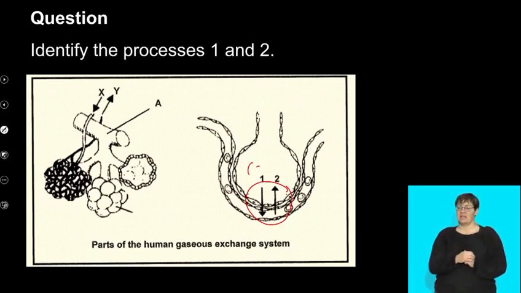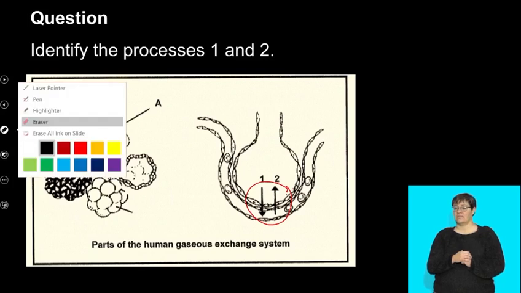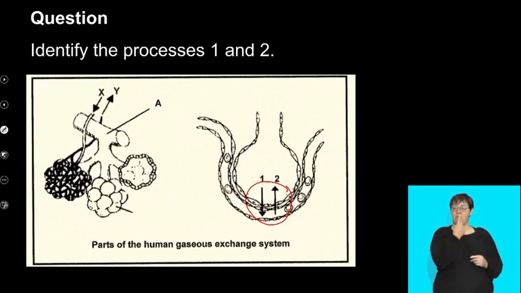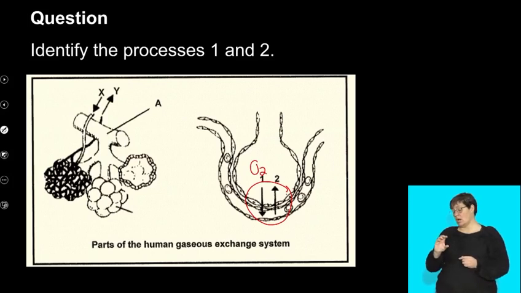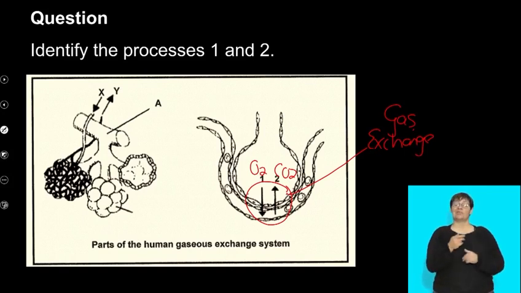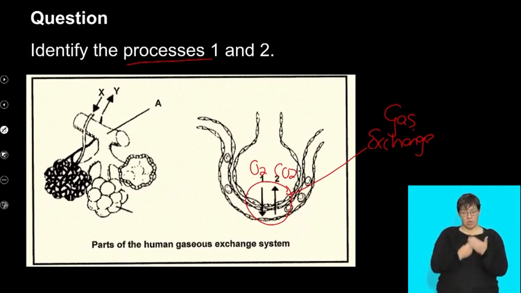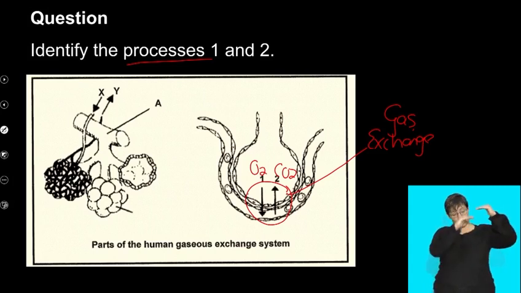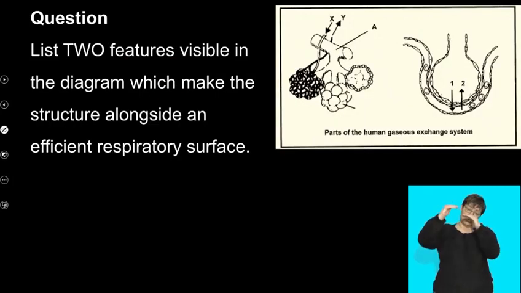Generally, we would have said that, let me go back again quickly. There we go. Okay, so generally number 1 would have been oxygen and number 2 would have been carbon dioxide. And what are we doing? They're exchanging. And what are they exchanging? They're exchanging gases. So the process is going to be gaseous exchange. Both of them are moving from a high to a low concentration.